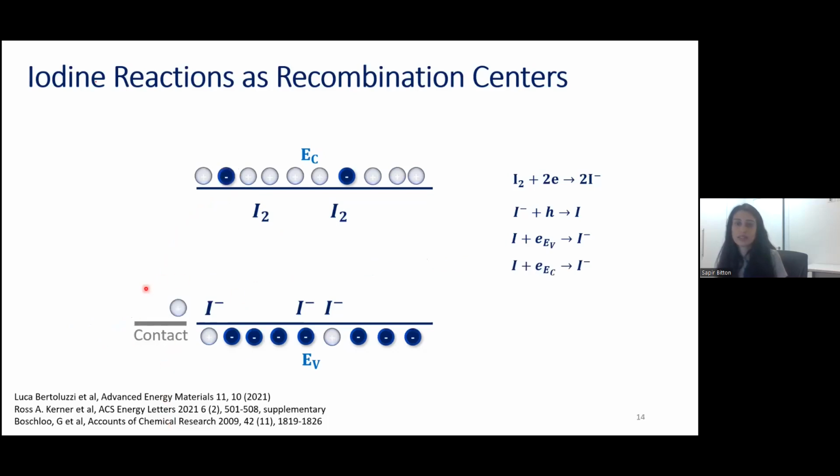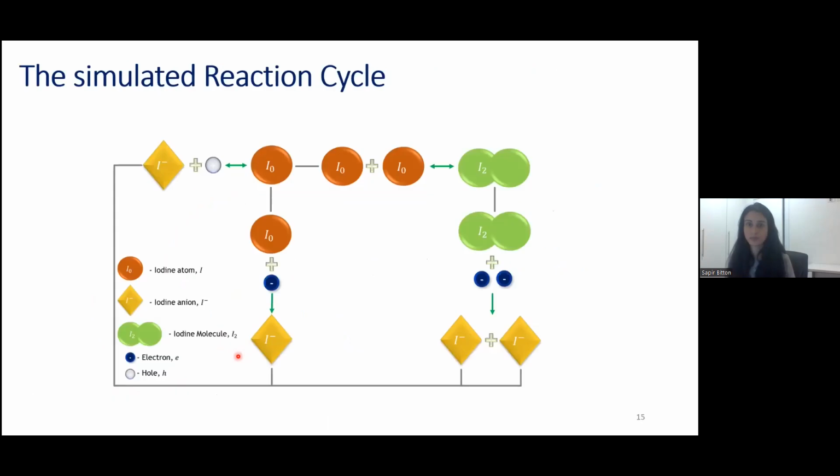The contacts also play a part in the reactions if the ions reach them. So this process increases the charge carrier recombination and reduces the solar cell efficiency. And in our study, we show the effect of the above reactions on the electrical efficiency of the device.